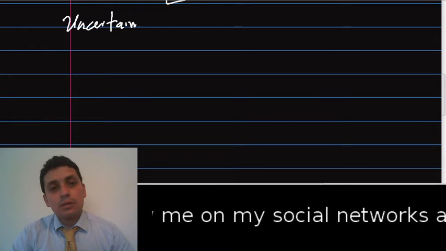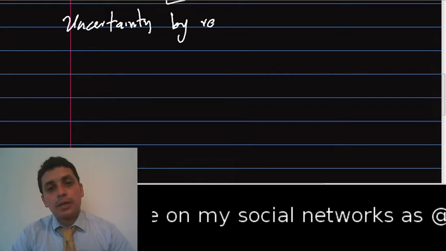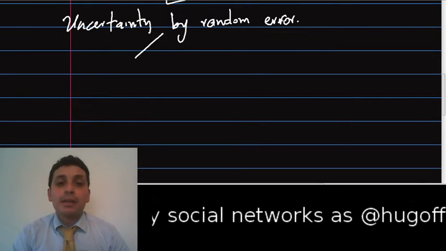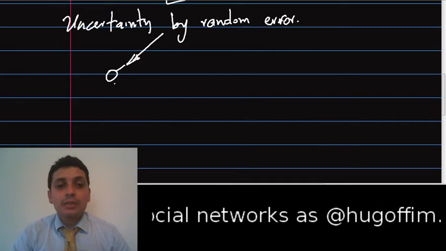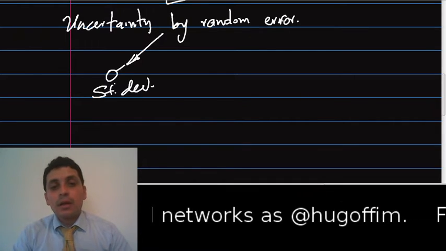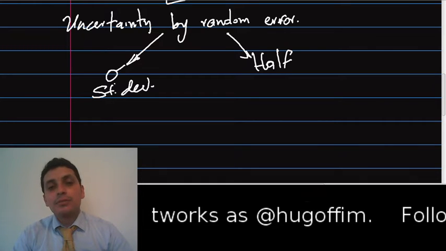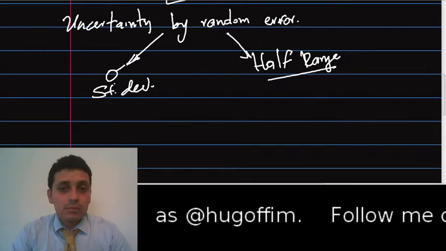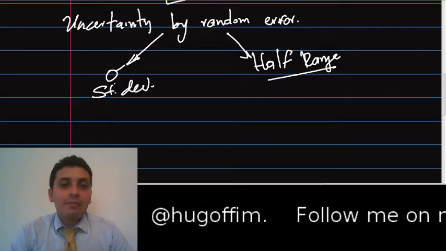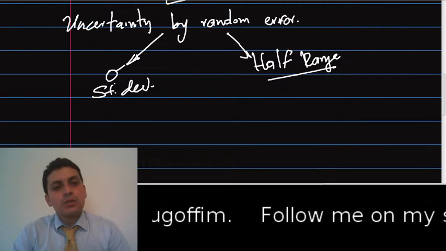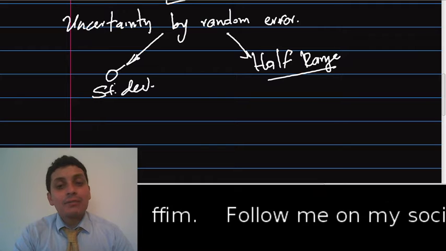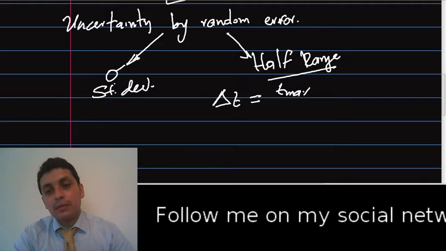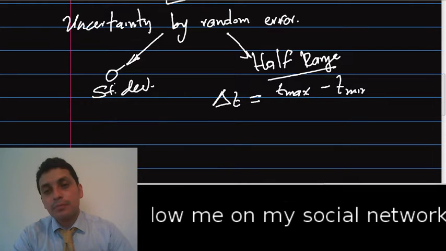Uncertainty by random error. So we have two options when we have random errors. One option is to use the standard deviation, and the other option is to use the half range. When we don't have too much data, we use the half range. When we have more than 15 data, we can use the standard deviation. So we're going to use the half range here. Half range is just maximum value minus minimum value divided by 2.